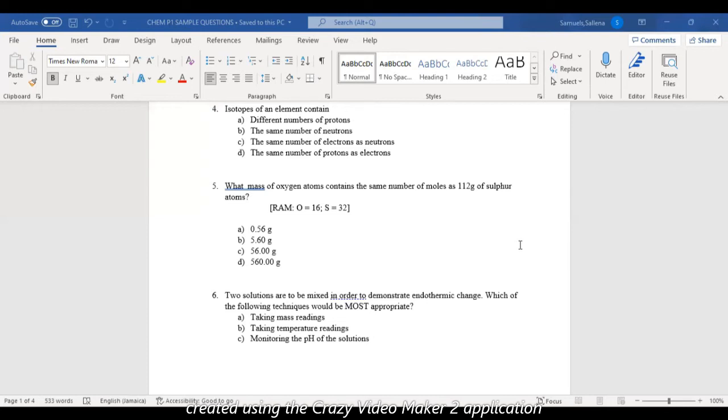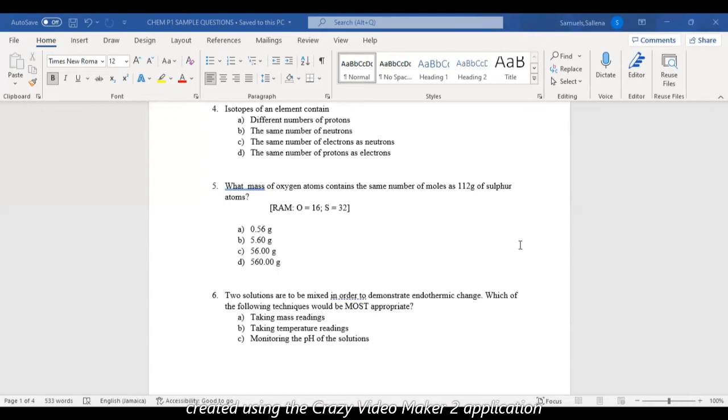So first, you will have to find the number of moles in 112 grams of sulfur atoms. To do that, you will divide the mass, which is 112, by the molar mass of sulfur, which is 32 grams per mole. So you would have 112 grams divided by 32 grams per mole, which is equal to 3.5 moles.